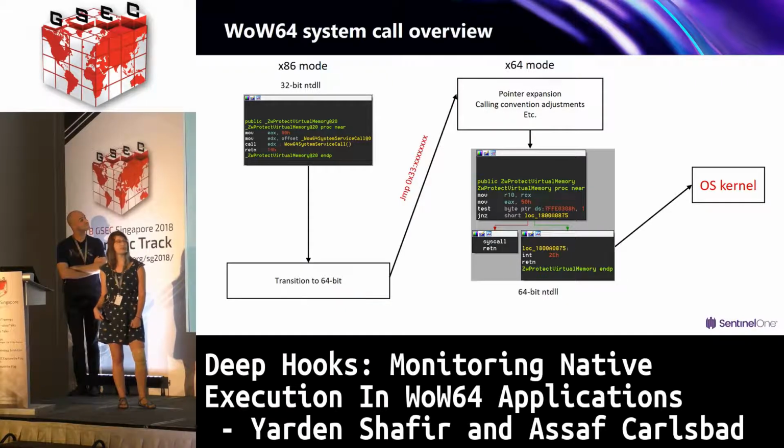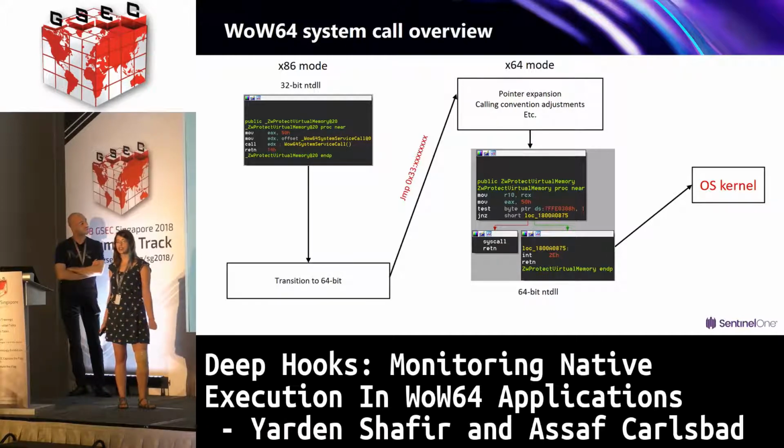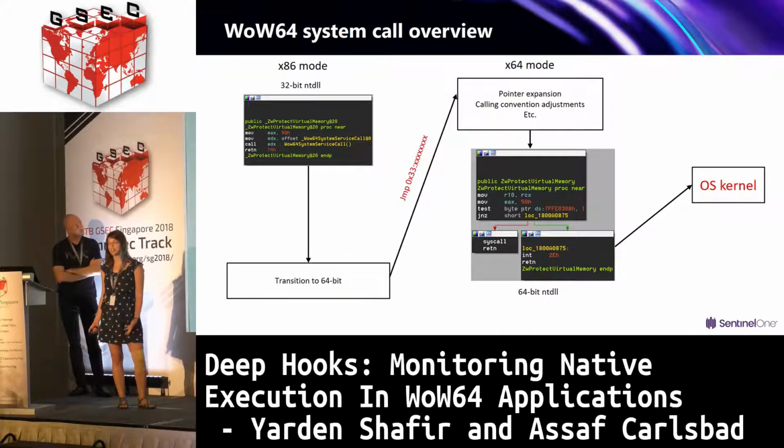This is a simplified view of what this looks like. On the left, we have the 32-bit API function in 32-bit NT-DLL. As you might see, it doesn't really do much. It basically just forwards the request to the WoW64 layer, which handles it. The WoW64 layer first has to make the transition from 32-bit to 64-bit mode, and does that through the jump instruction we see there in the middle.